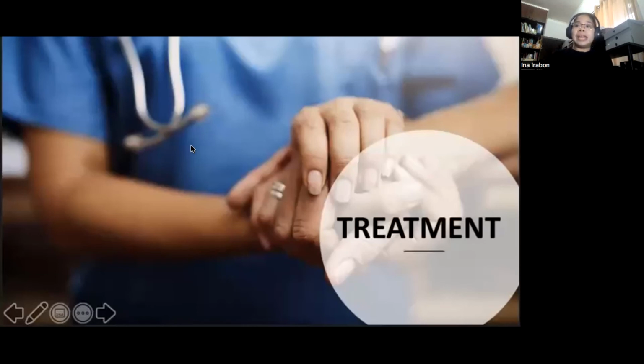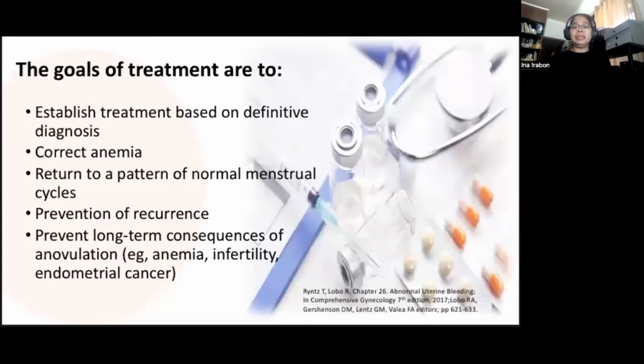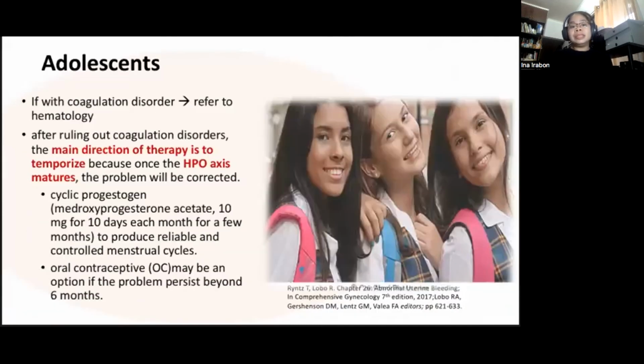Now, for the last part of my lecture, we talk about the treatment. The goals of treatment are the following. Establish treatment based on a definitive diagnosis. Okay, so next is we have to correct anemia. We have to help the patient return to a pattern of normal menstrual cycles, prevent the recurrence, and prevent long-term consequences of anovulation. For adolescents, of course, if you have already established a coagulation disorder, then of course we have to refer her to a pediatric hematologist.